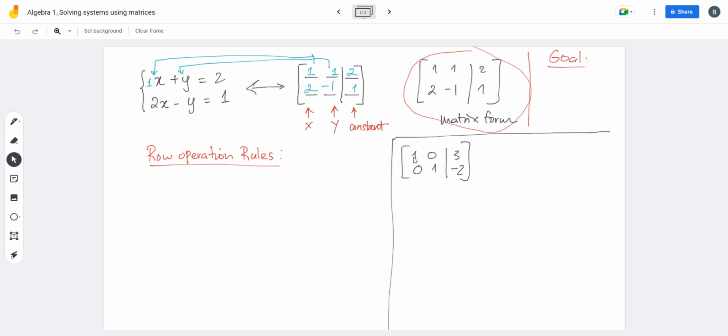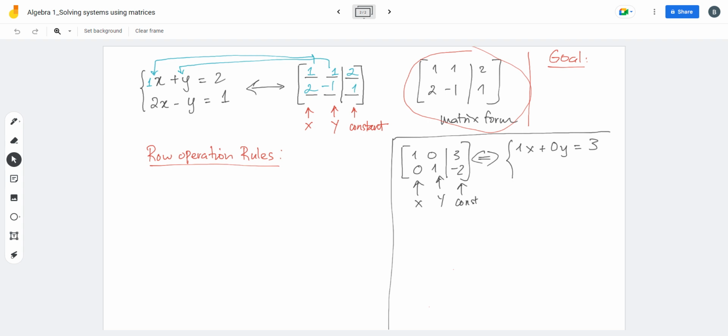Let's take a look at this. So we have 1 0 3, 0 1 minus 2 here. So what does it mean, right? In this case, you know that this column represents x and this column represents y. And these represent constants. So what does it mean? It means that, for example, for the first row, the first line of equation, you would have 1x plus 0y equal to 3, right?